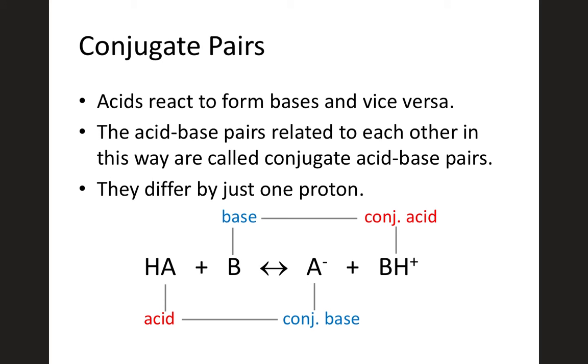Whenever an acid and a base react, they form what we call conjugate acids or bases. I like to call them, or think of them more as, complementary acids and bases. So the acid will form a conjugate base and the base will form a conjugate acid. And that's basically a way of showing that the acid lost the hydrogen and became more basic, and the base gained a hydrogen and became more acidic.